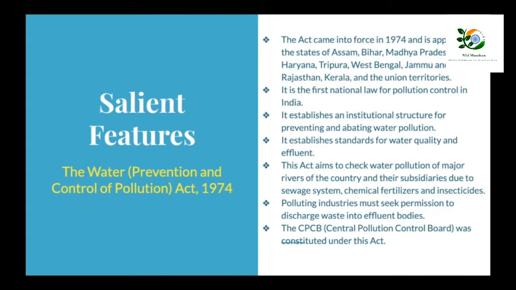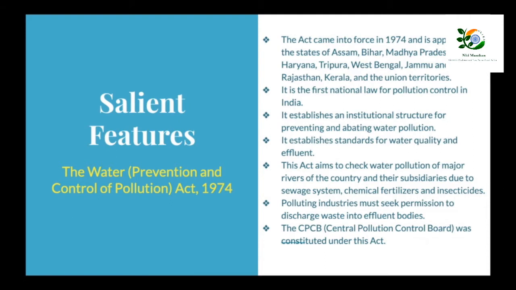How does this act work? It establishes an institutional structure for preventing and minimizing water pollution. It basically provides standards for water quality and the effluents as well. Now, what is effluent, you might be thinking. Effluent is the sewage and the wastewater that is discharged into the water bodies. The Act also provides that polluting industries must seek permission before discharging waste into the water bodies.